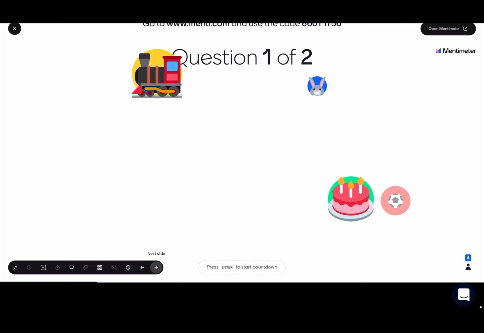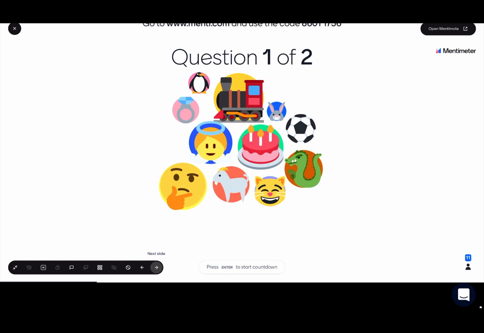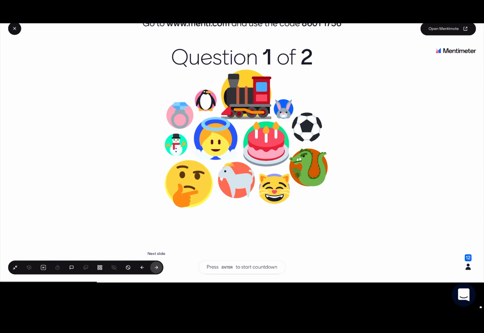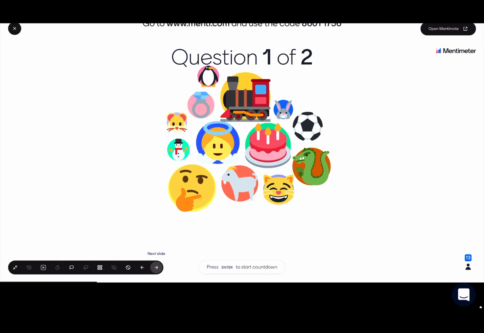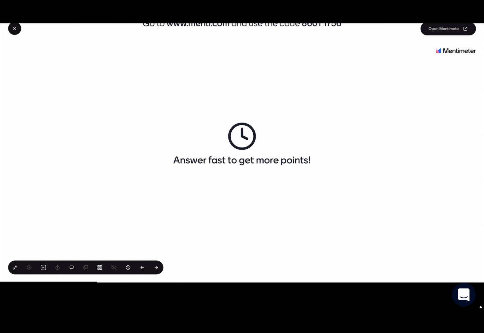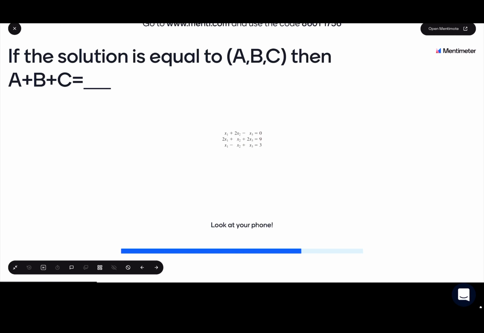Okay, let's start now. Okay, let's start. 3, 2, 1. Okay, it's very small on the board, but I think you can see clearly on your screen. So you have three linear equations. I'm giving you 3 minutes to solve. I think you can use any methods.